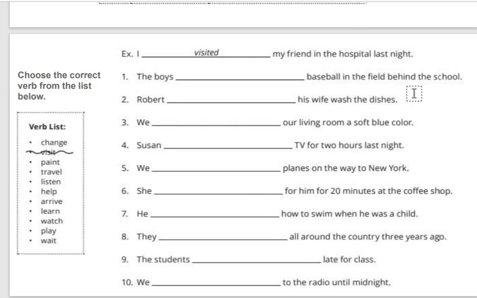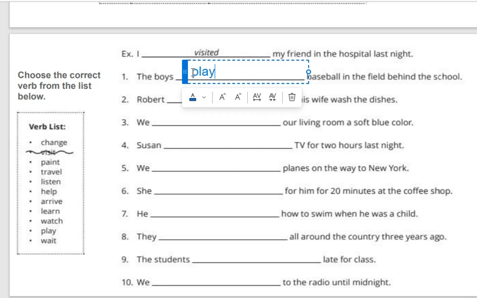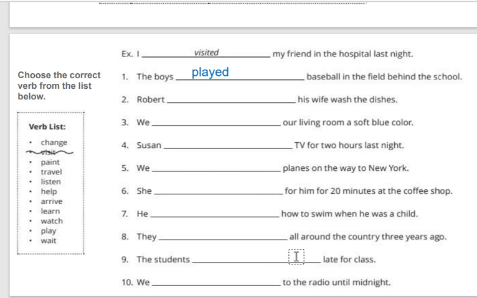Let's choose the correct verb from the list below. For example, number 1: I visited my friend in the hospital last night. Number 1, the boys in the field behind the school. The boys played baseball in the field behind the school.